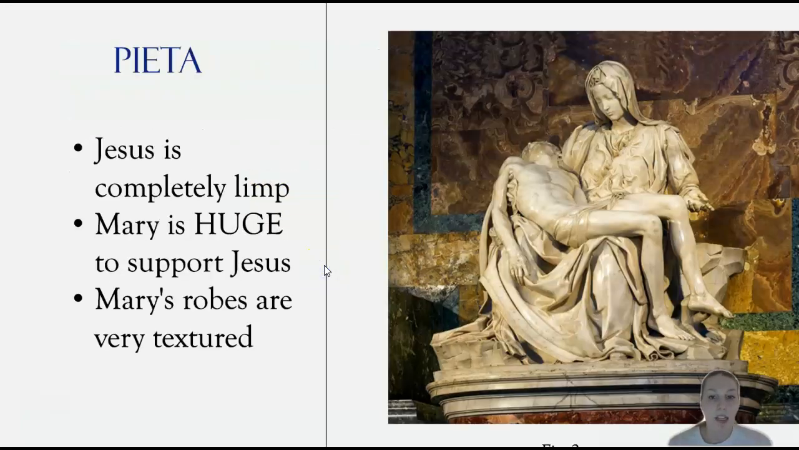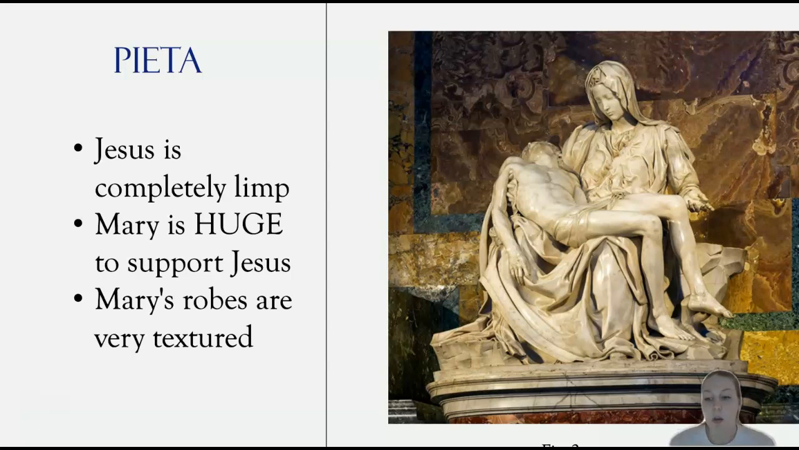One example of this is Pieta. This is a sculpture that is very detailed for its time. It shows Mary holding the crucified Jesus. As we look at the image, we can see that Mary's robes are sculpted and they're very textured. Jesus's body also appears completely limp, and it's very realistic the way that he seems lifeless sitting on her lap.